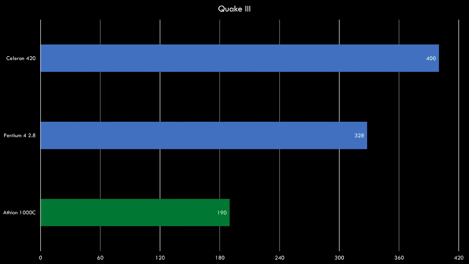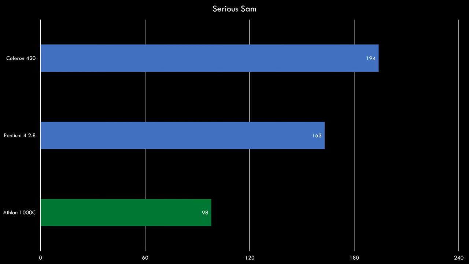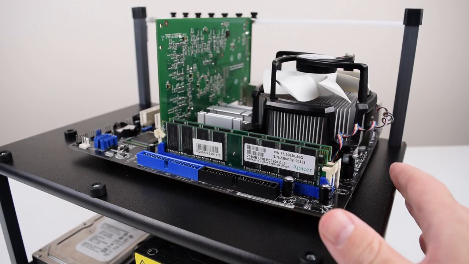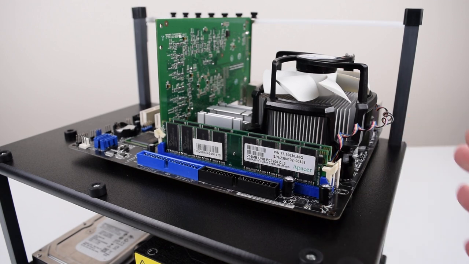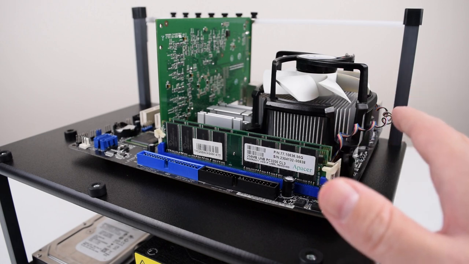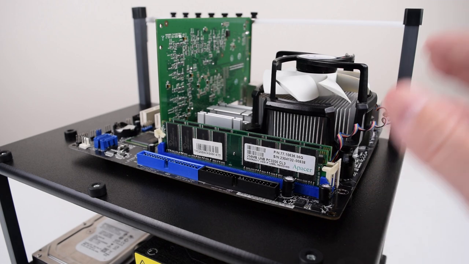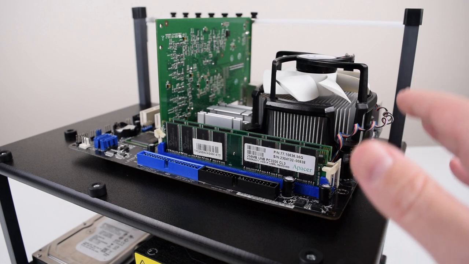In Quake 3, 400 FPS. In the next game, we've got MDK 2. Also, we can see more performance than the Pentium 4 running at 2.8. We can see, once again, the same thing in Serious Sam and in Unreal Tournament. So we can see that the Celeron 420 has a much higher IPC and it outperforms the Pentium 4 running at 2.8 GHz. We will have a look at power consumption very shortly, but now we're going to swap out the processor, out with the Celeron 420 and in with a Pentium dual core E5800 running at 3.2 GHz.